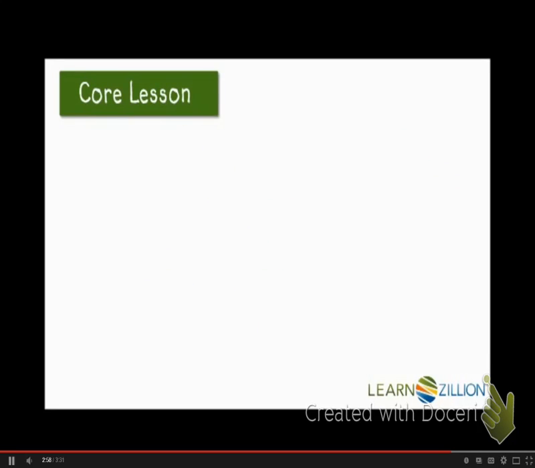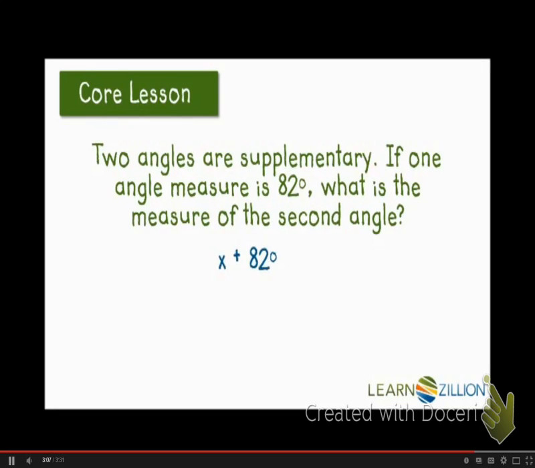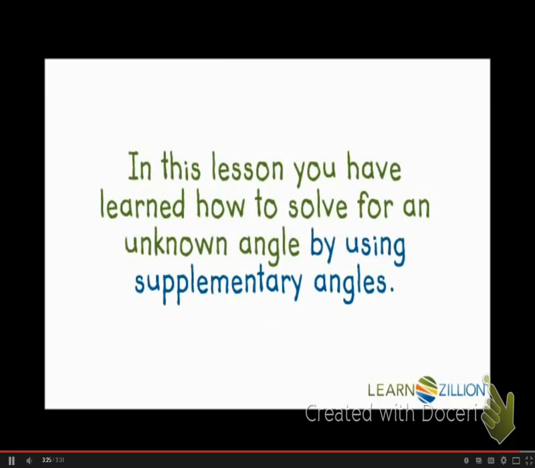Let's take a look at another example. Two angles are supplementary. If one angle measures 82 degrees, what is the measure of the second angle? Well, we know that they're supplementary, so we know x plus 82 degrees is equal to 180 degrees. And subtracting 82 degrees from both sides lets us solve for x, and so now we see that x equals 98 degrees. In this lesson, you have learned how to solve for an unknown angle by using supplementary angles.